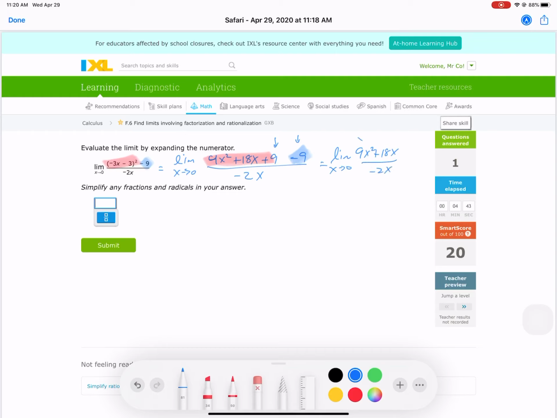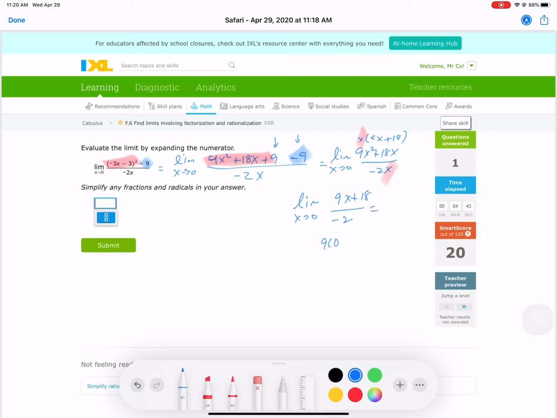We see a common x. Let's go ahead and factor that out. We also have a 9 there, if you want to factor that out too, that is not going to be a problem. Plus 18. We can divide our x's. The limit as x approaches 0 of 9x plus 18 over negative 2. We can divide that out to become, nope, actually we're done. Okay, let's go ahead and plug in our 0 now.